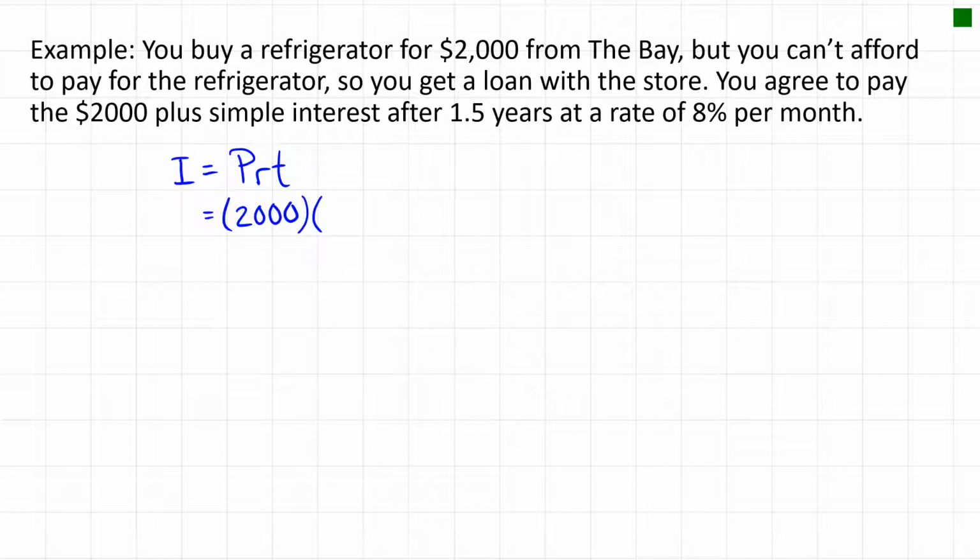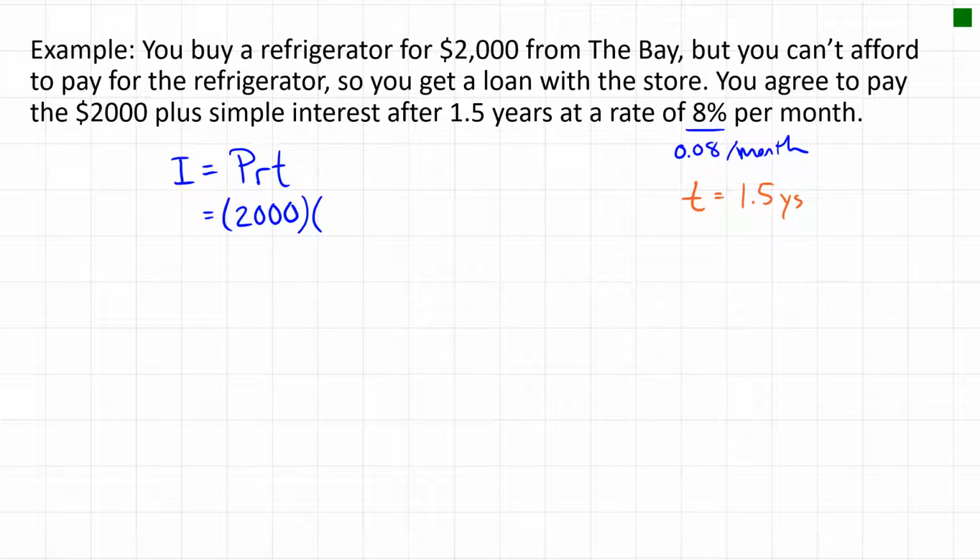The rate is 8% per month. So that's 0.08 per month, which means that we need to have our time in months. So T right now, we know it as 1.5 years. We need to convert that into months.